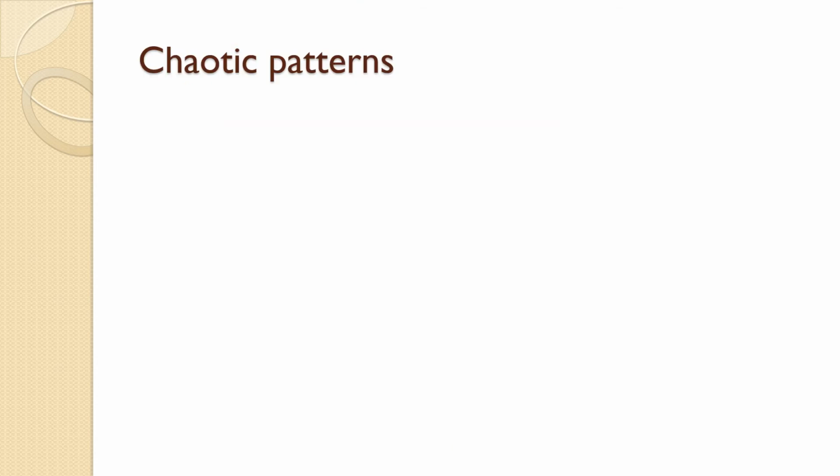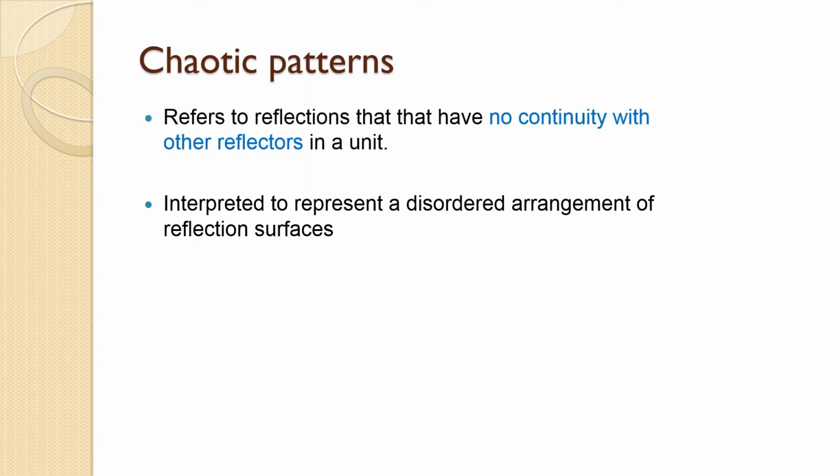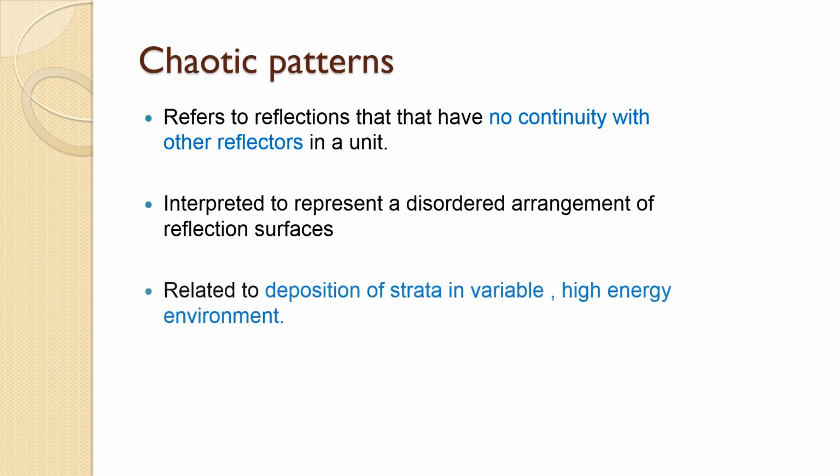Same thing. Chaotic. Chaotic means you don't have a specific pattern. So it is interpreted to represent a disordered arrangement of reflections of the surfaces. And they usually have no continuity with other reflections in the same unit. Okay? And you cannot recognize a specific bedding or parallel or subparallel, as you will see here. But this is an indication of deposition of strata in variable and high energy environment. So once you know it is a chaotic pattern, you can directly guess a high energy environment.